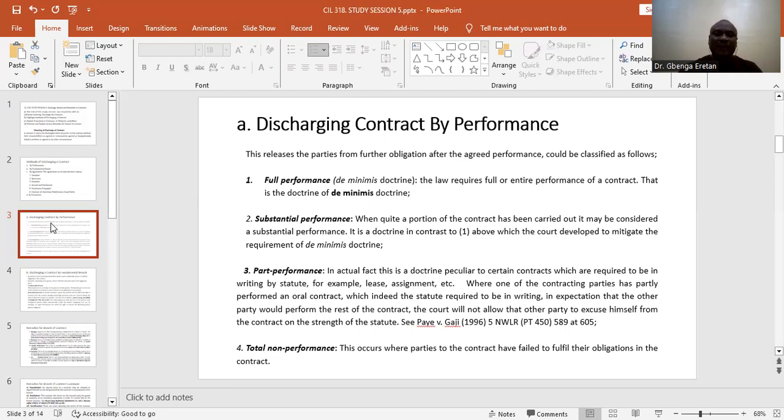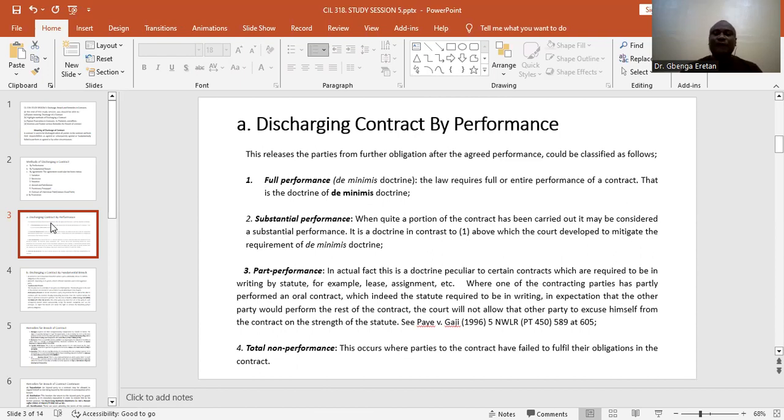But we know the complex nature of human beings. So performance could take any of 4 forms. That means there are 4 ways by which we can categorize performance. It could be full performance, substantial performance, part performance, or total non-performance. When you talk about performance in the discharge of a contract, it could take any of these four forms.